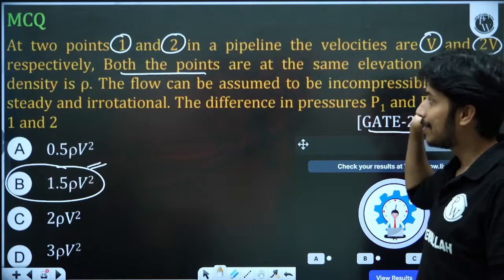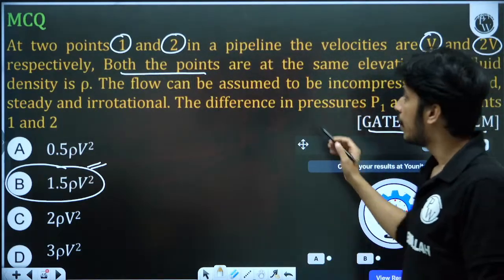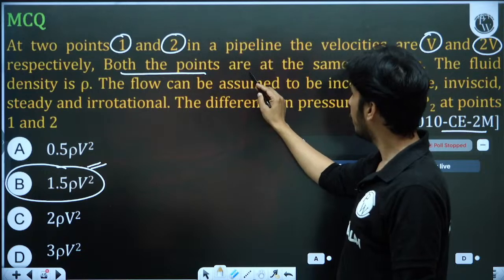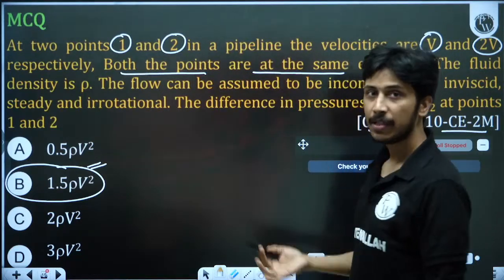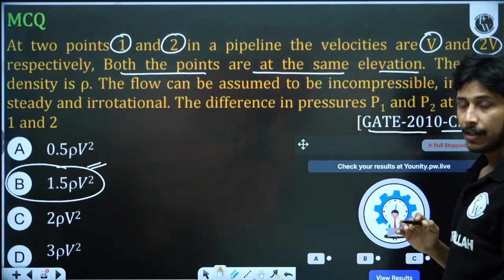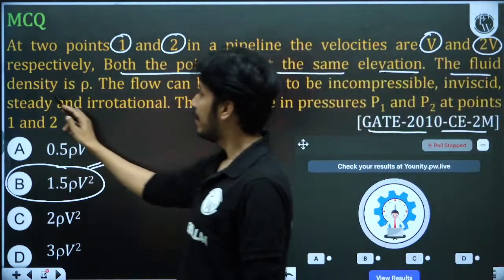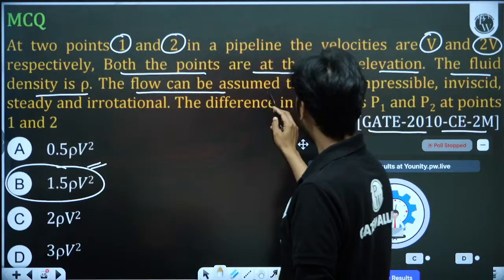Okay, so please understand, the flow will not always happen from 1 to 2. This will depend upon the total head. Both the points are at the same elevation. Same elevation means the horizontal pipe is there. So only the combination of pressure head and velocity head matters. The fluid density is rho. The flow can be assumed to be incompressible.